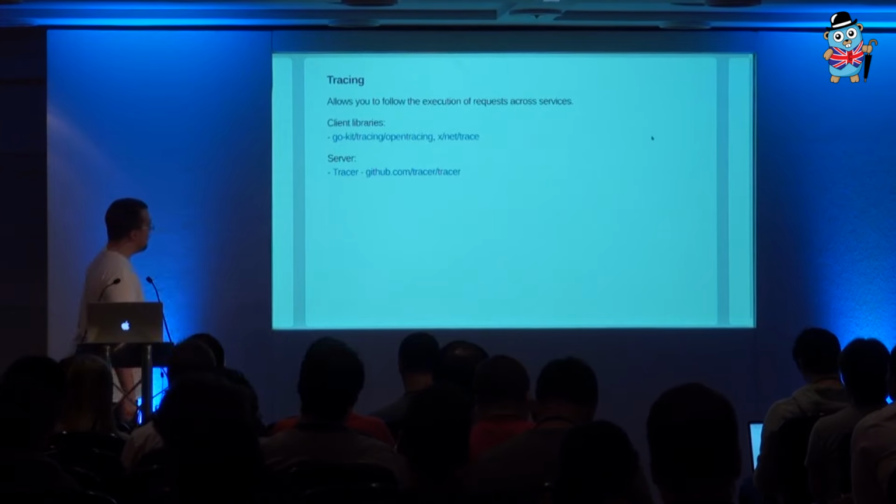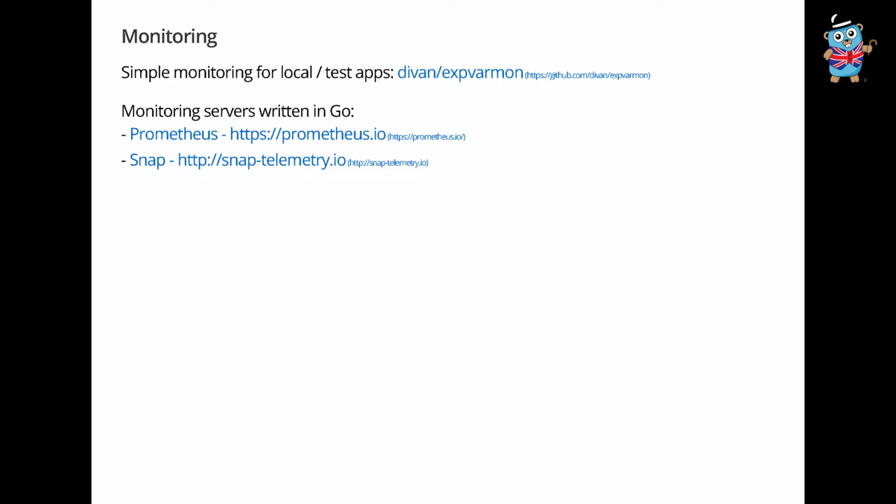And finally, we have monitoring. And I'm going to talk a bit about local monitoring. If you want to see your garbage collector or anything else that you can use from the expvar package in Go, there's the divan expvarmon package or application. It's intended to run on your machine to either profile or, well, better said, monitor your local applications, and you will be able to see things like garbage collector pauses and many other things.